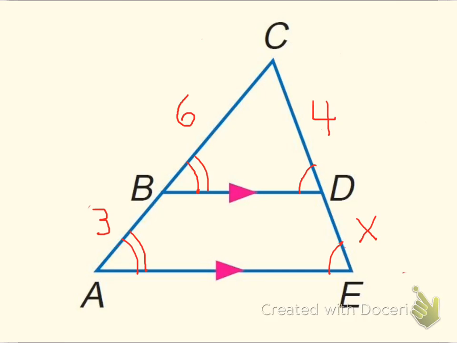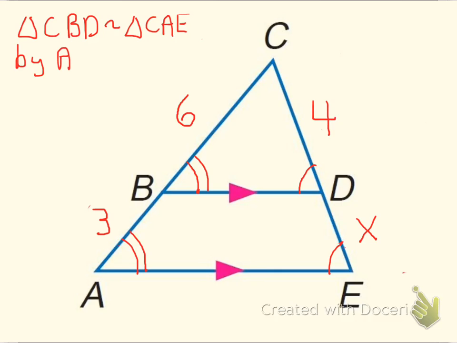Therefore, the little triangle up the top, triangle CBD, is similar to triangle CAE, the big triangle on the outside, using the angle-angle triangle similarity postulate.